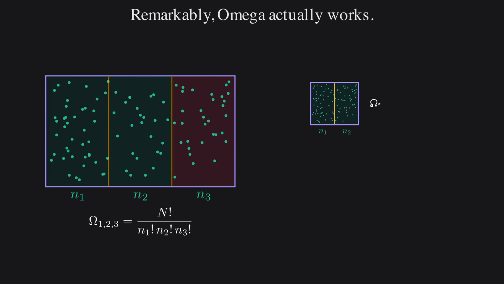First, we combine region 1 and region 2. This gives us omega 1, which counts the number of ways particles can be arranged between region 1 and region 2.